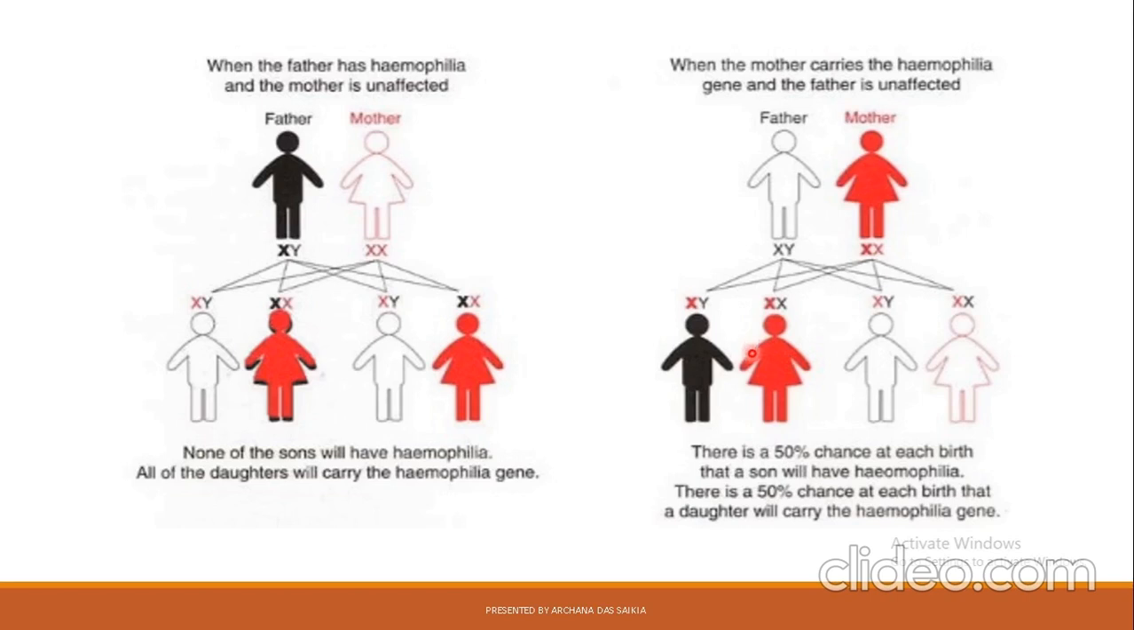So this is about hemophilia. Similar is the case for color blindness. The pattern of inheritance and everything remains the same in case of color blindness. But when we are showing color blindness, we represent it as XC, as we represented hemophilia here as XH. But otherwise the pattern of inheritance and everything remains the same.